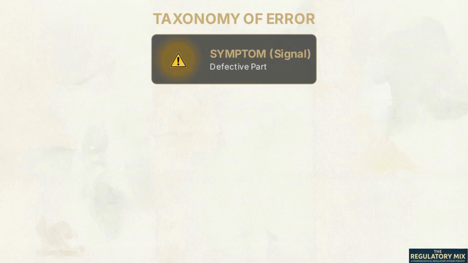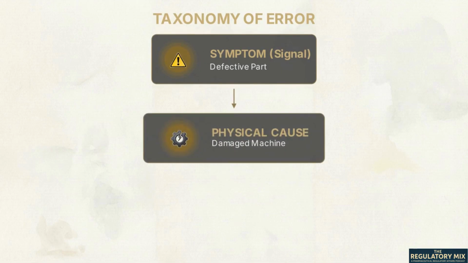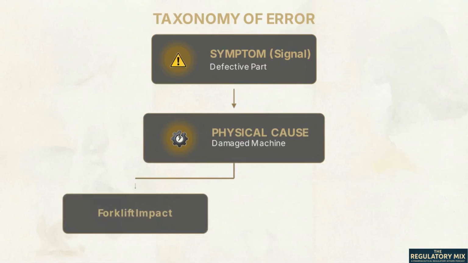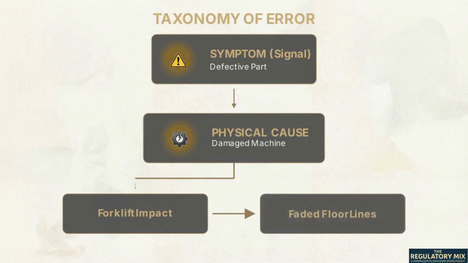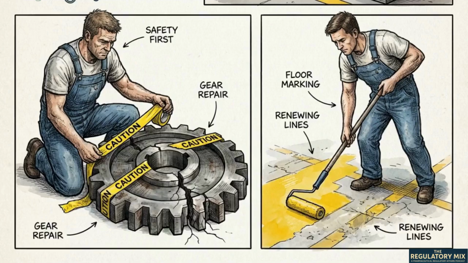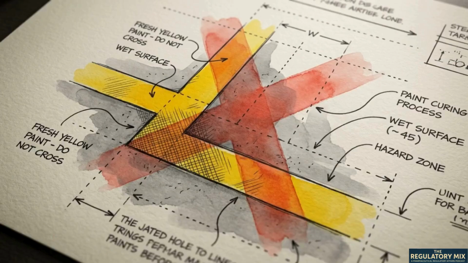Failures have 3 causal layers. The first tier is the symptom, a signal something is wrong, like a defective part. Next is the physical cause, the immediate reason, like a damaged machine component. These chain together. A forklift struck it because floor lines wore away. Quarantining the defective part is containment. Repainting the floor lines is remedial action. Neither action prevents the floor lines from fading again in the future.